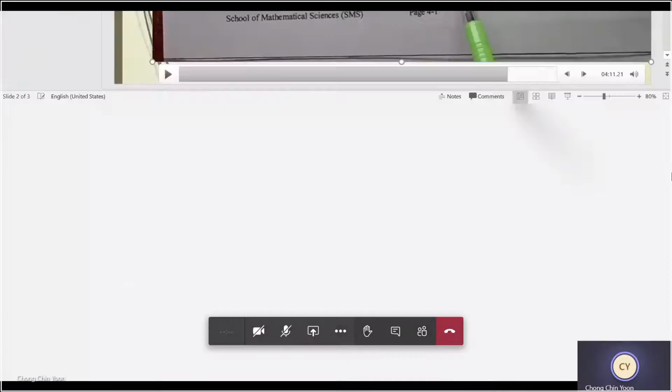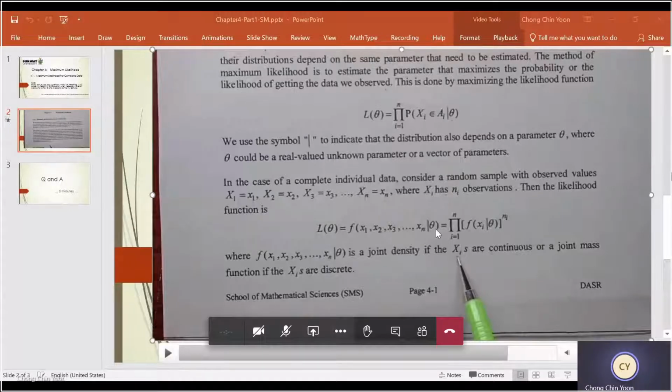Okay, so as I said, this likelihood you must understand how to form. This section is for individual data. Now we move to the data when there's individual data. So when you want to form the likelihood function, you have to consider the product.